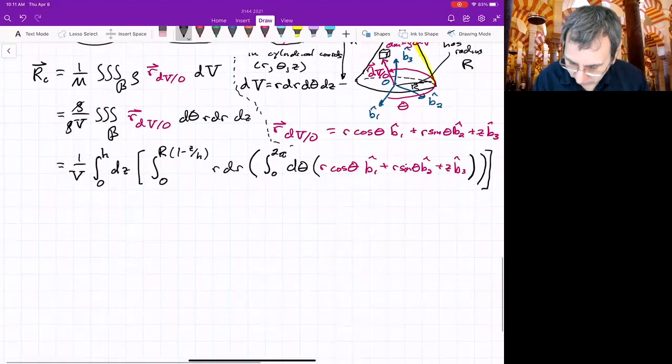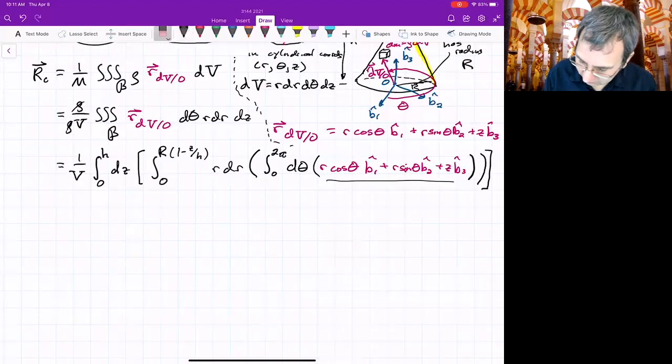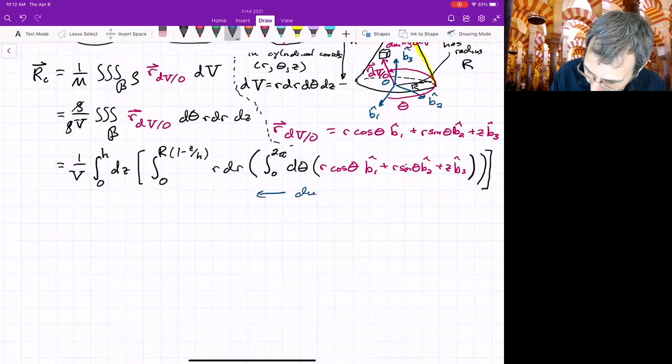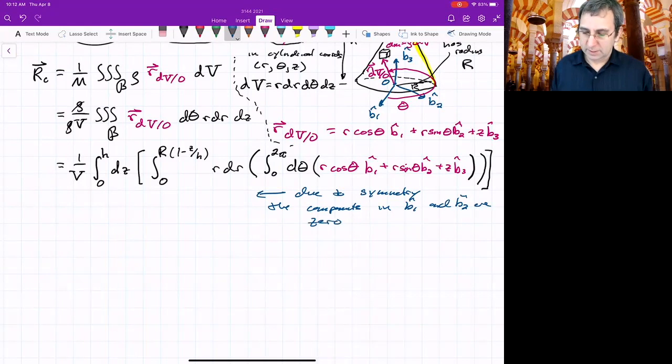Now I wrote the integral this way. You might be thinking, okay, it looks like vectors. Yes, so technically you could separate out an integral for the B1 component, an integral for the B2, and an integral for the B3. So this is actually 3 integrals, one for each of the directions. But since we know we're on the symmetry axis, the integral for B1 and B2 is going to be 0. Due to symmetry, the components in B1 and B2 are 0. So if you did that integral, they'll go away.